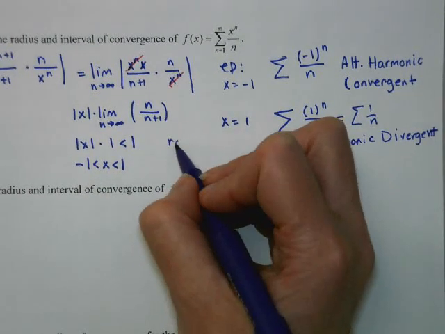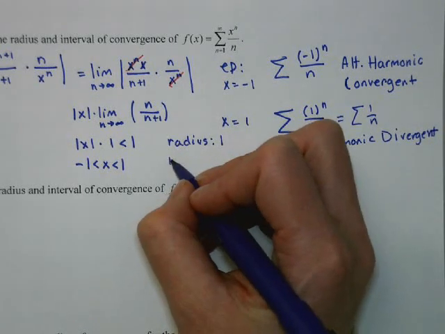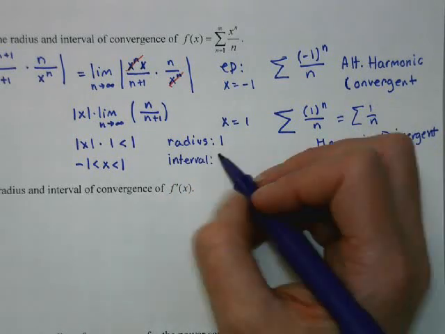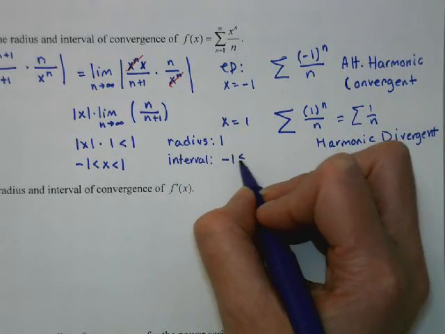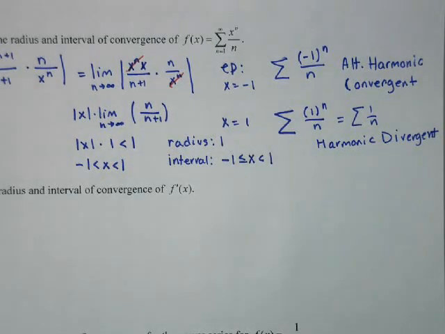Okay, so our radius is 1. The interval, we are including the negative 1. We are not including the positive 1.